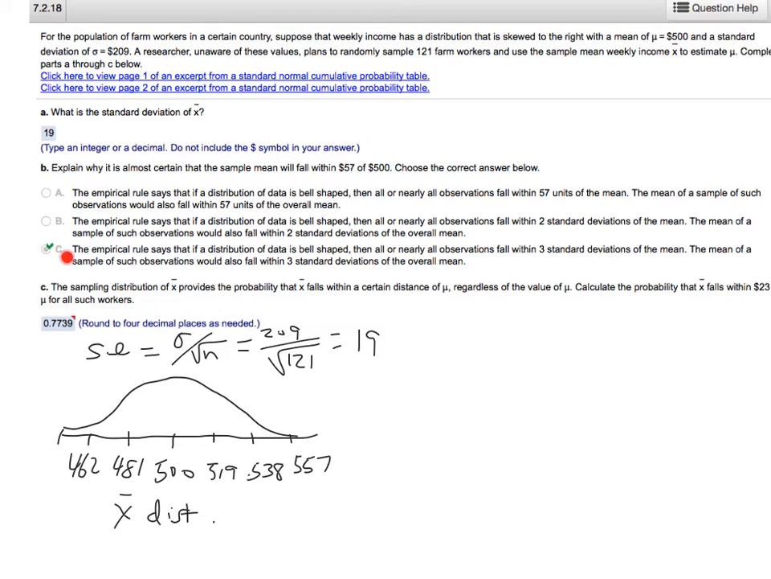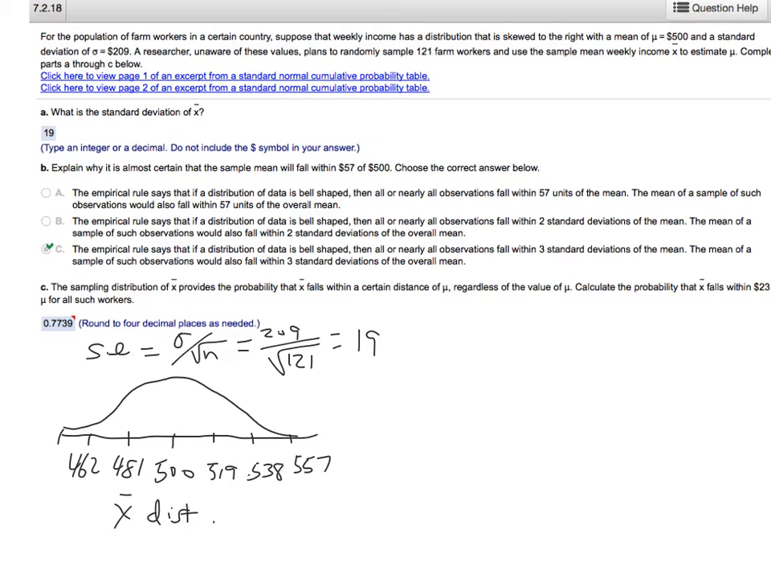So the empirical rule says that if we're bell-shaped, then all or nearly all fall within 3 standard deviations of the mean. And 3 standard deviations is 3 times 19, which is 57. Okay, so that's all that is. And we had that on the worksheet. I asked it the other way around. I just said, what are the two numbers that we get within 1 standard deviation, 2 standard deviations, 3 standard deviations? But this question is what that worksheet was based on.